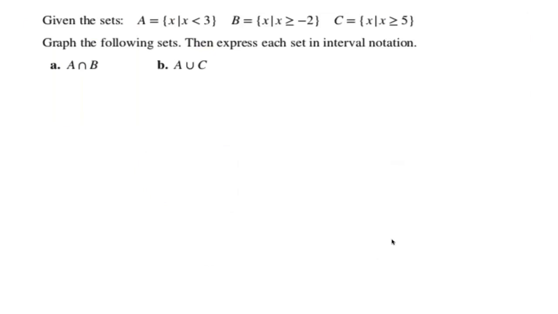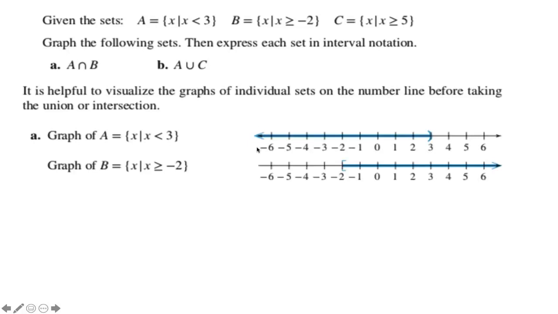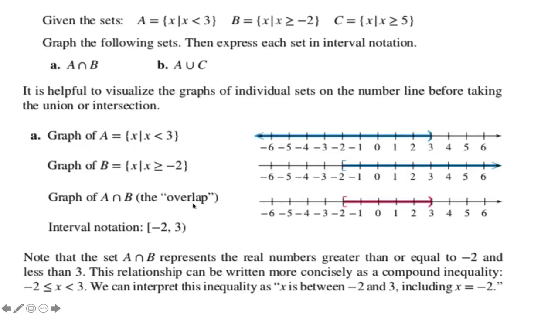So for example, let's look at these sets. If you have x is less than 3 and x is bigger than or equal to -2, and I want the intersection of A and B, well, graphically, set A is less than 3, and set B is greater than or equal to -2. If I intersect them, I want points that are in both. That is from -2 up to and not including 3. So the intersection is the overlap, from -2 up to and not including 3. So -2 has the bracket and 3 has an open parenthesis.